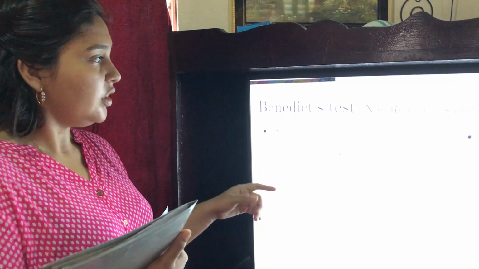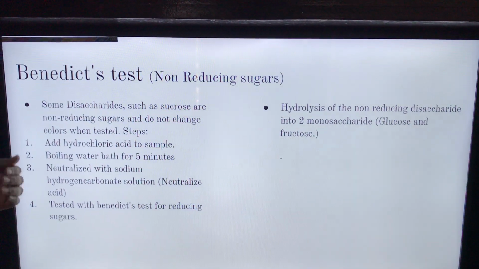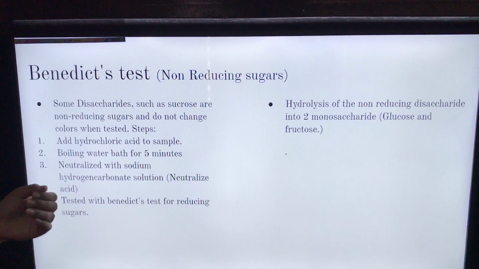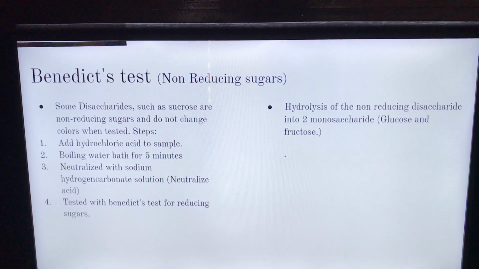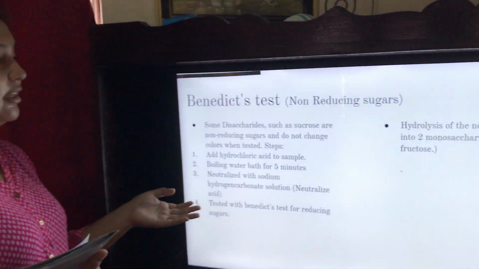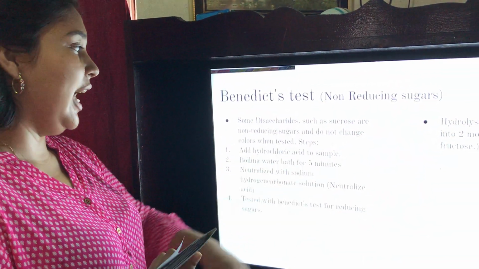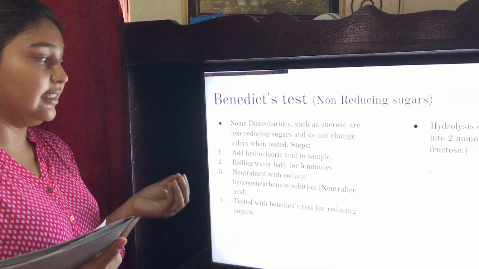Next slide. Now, if the test is done, and there are no changes, that could mean two things. The first thing is that there are no sugars present, or the second thing is that there are disaccharides present, and therefore the test is not able to detect it. Disaccharides include sucrose, and sucrose are non-reducing sugars, therefore they are not affected by the test.